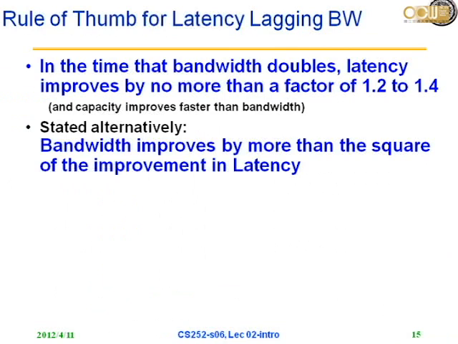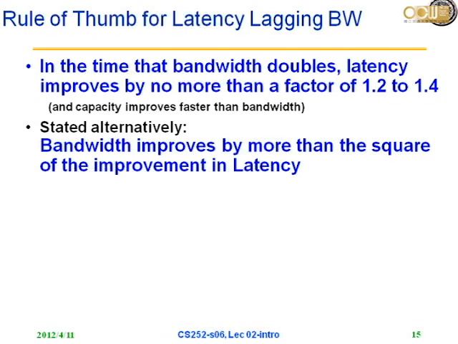And rule of thumb for latency lagging bandwidth. Latency improvement always lags bandwidth improvement. So in the time that bandwidth doubles, latency improves by no more than a factor of 1.2 to 1.4. So this is all like the square root of the bandwidth speed up.